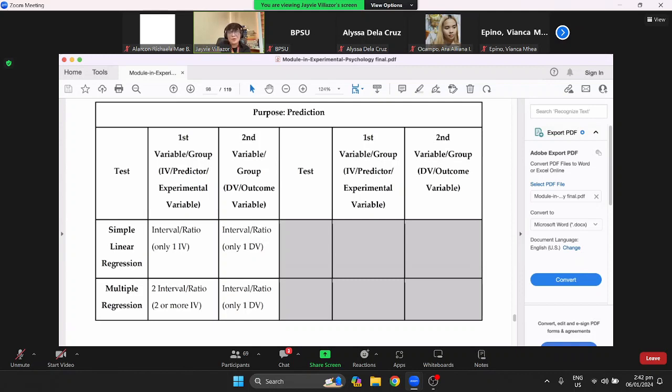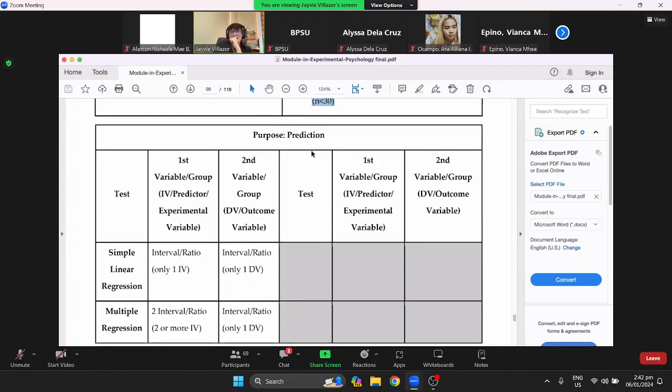So, crucial yon. Crucial ang pagpili mo ng statistical test. At malamang sa malamang, pag mali ang statistical test na ginamit mo, ang results, conclusion, and discussion mo, mali na rin. So, it's very crucial. Okay po? Ayun.